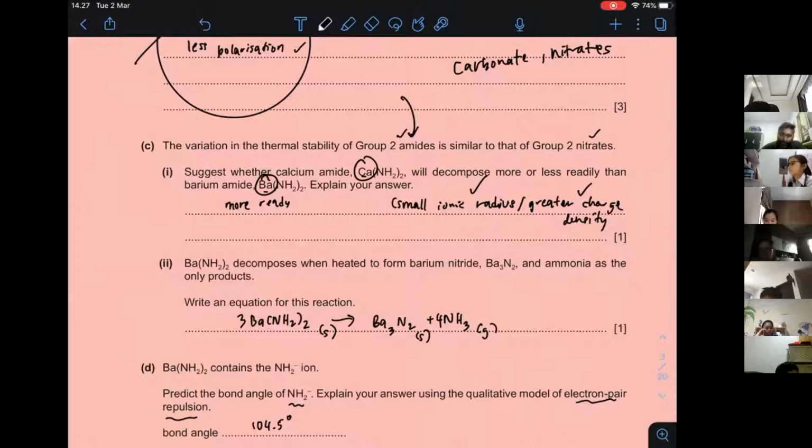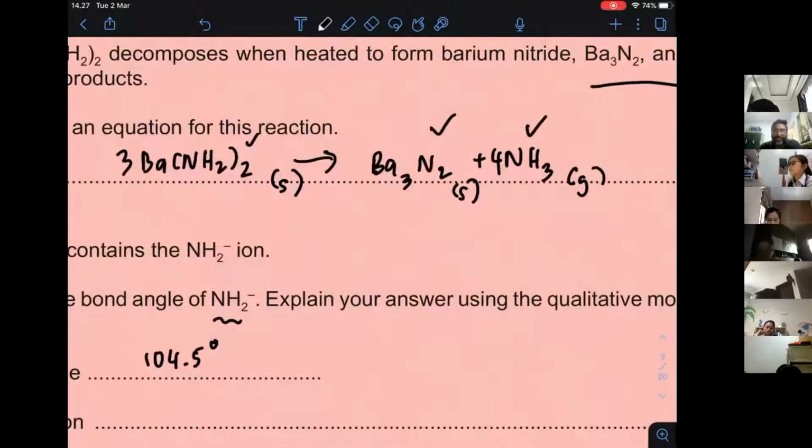You just explain. And then this compound decomposes when heated to form these two. So you need to write the equation. Just simply write the equation and try to balance. I'm not going to teach you how to balance. You need to do it yourself.